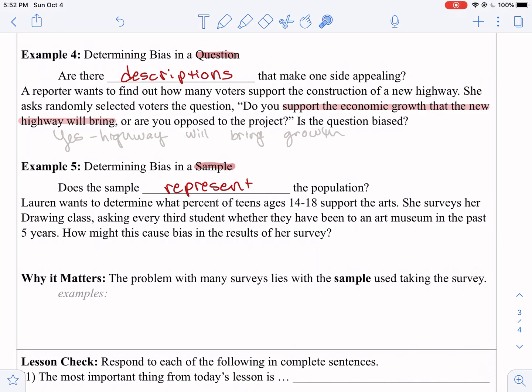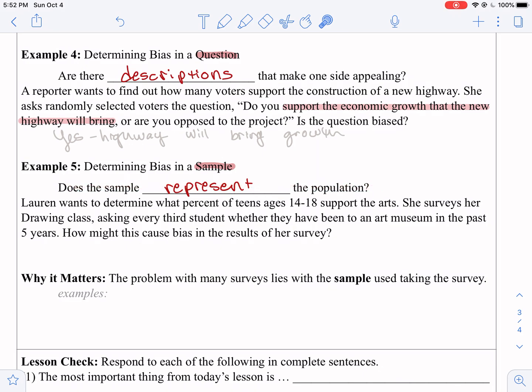So again, look for bias when you're determining bias in a question. Look for descriptions that might make one side favorable or make one side unfavorable. And then finally, if you are looking for bias in your sample, you need to make sure that your sample represents the population.